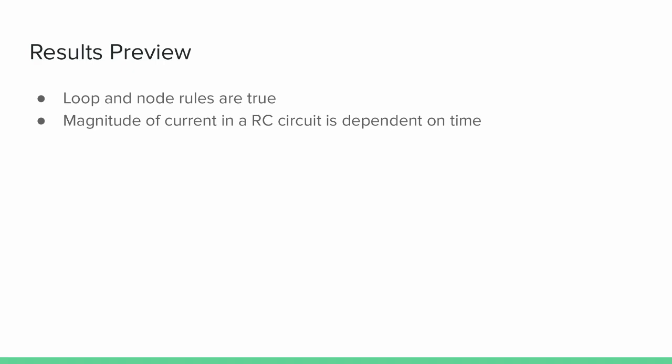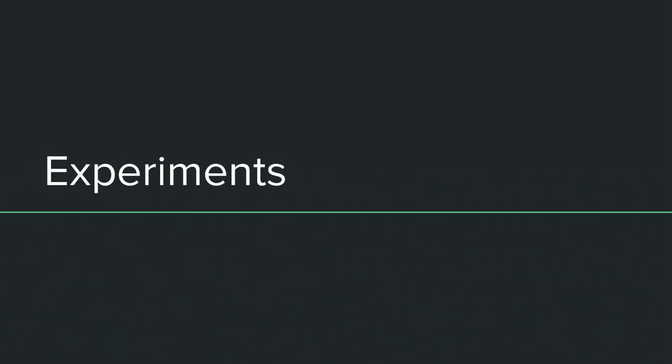A preview of the results shows us that the loop and the node rules are proven true. It also proves that the magnitude of current in an RC circuit is dependent on time. And now we will get into the two experiments conducted for this lab.